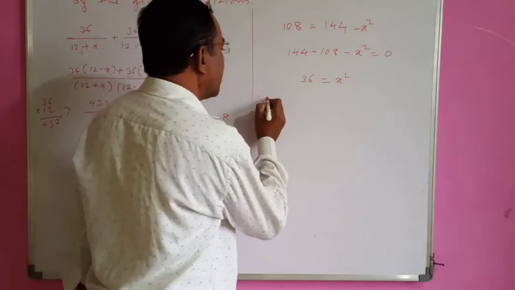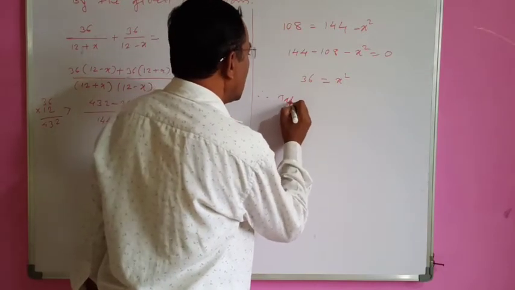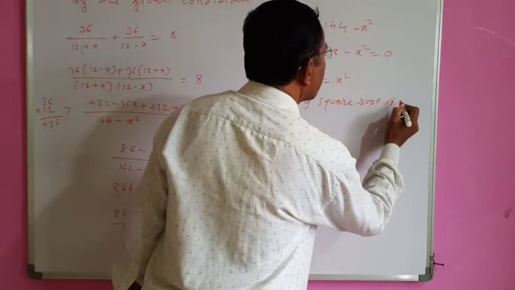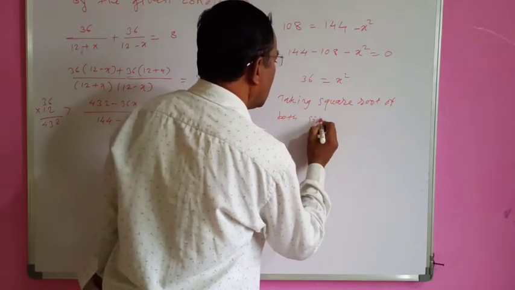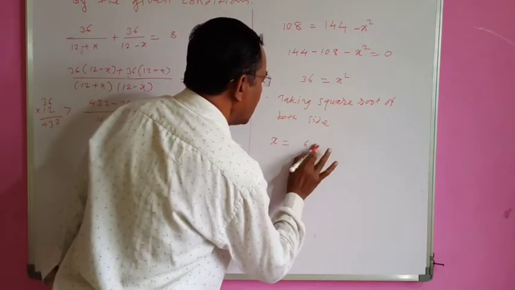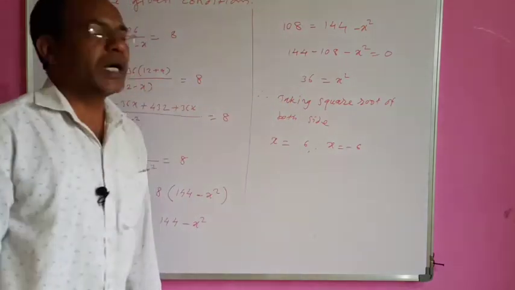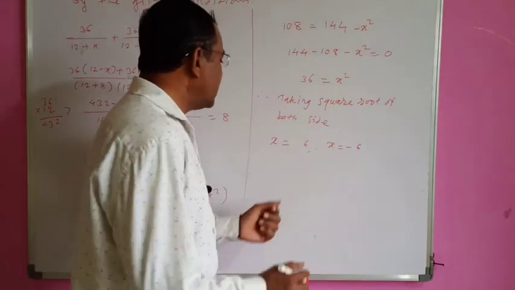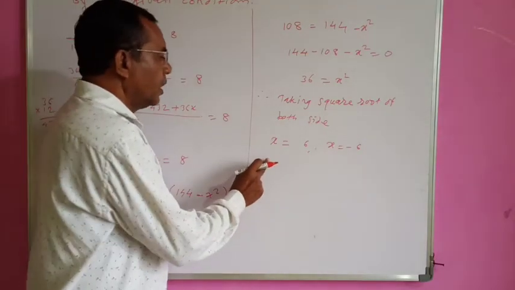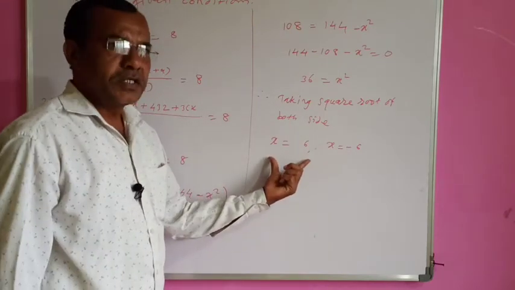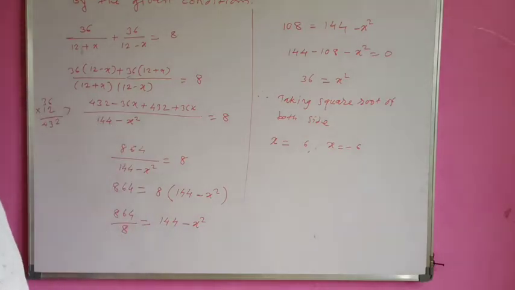Then here we write taking square root of both sides. Therefore x is equal to 6, comma, x is equal to minus 6. These are the two answers, and the speed is not negative, therefore the answer is x is equal to 6. You have to write here speed is not negative, therefore x is equal to 6 here. And what we assumed here, x is the speed of the water current.